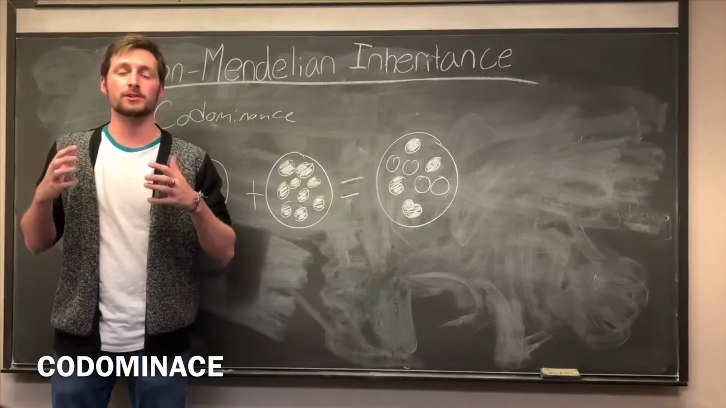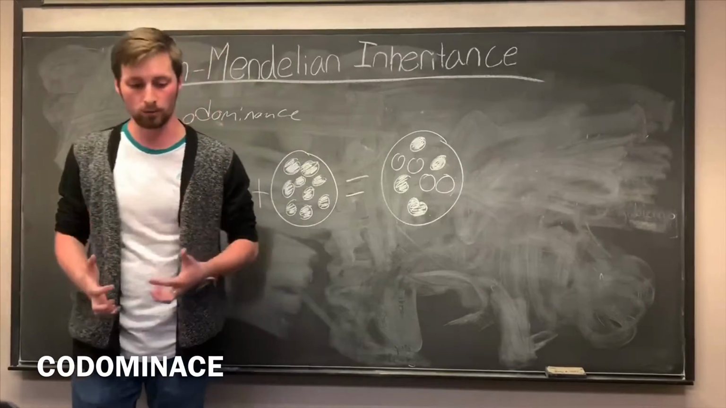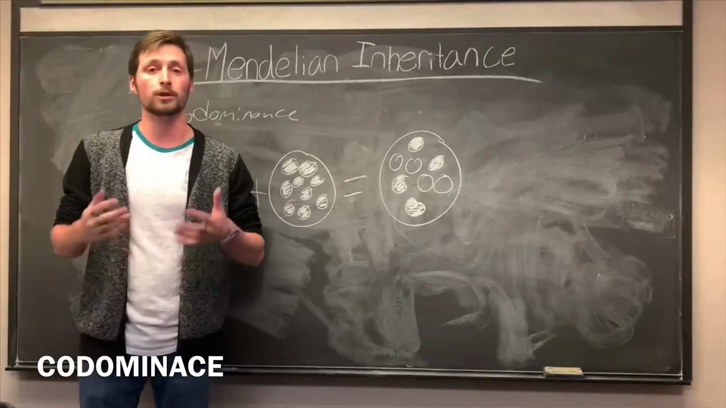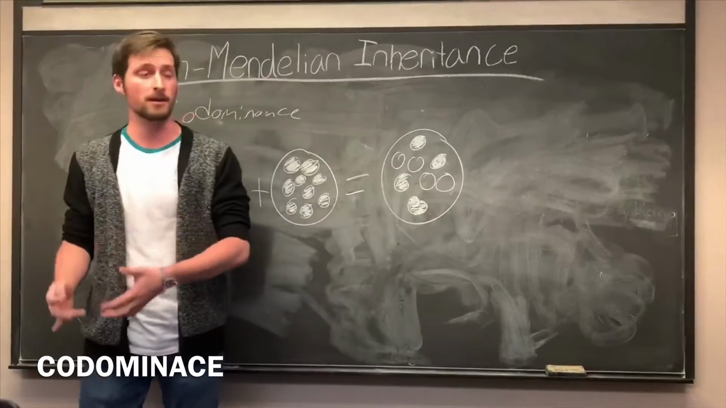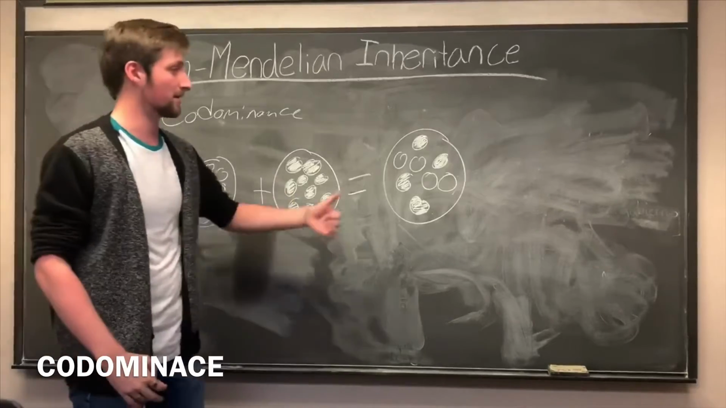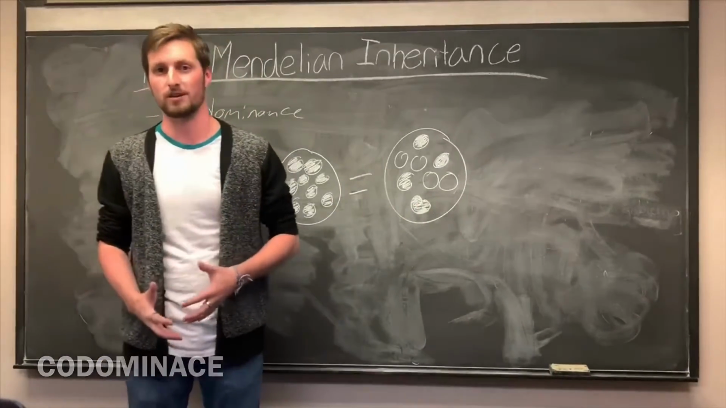Our next type is codominance, which is very similar to incomplete dominance, except the only difference is that while in incomplete dominance the two kind of mix together, with codominance, each one is expressed equally. So instead of red and white making pink, we have blank polka dots and filled polka dots making blank and filled polka dots. Both alleles are equally expressing themselves.